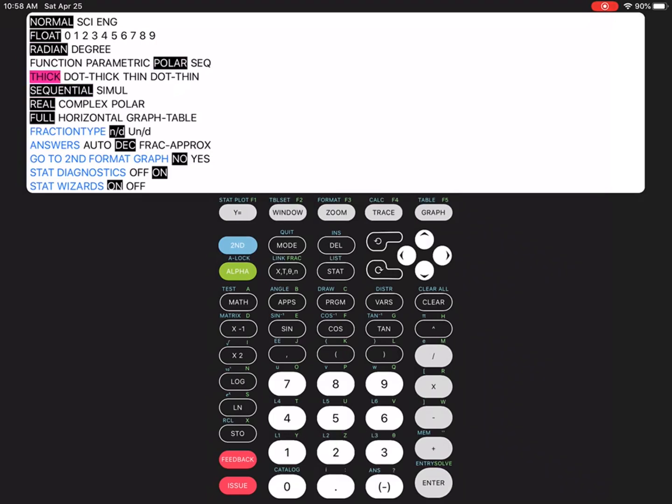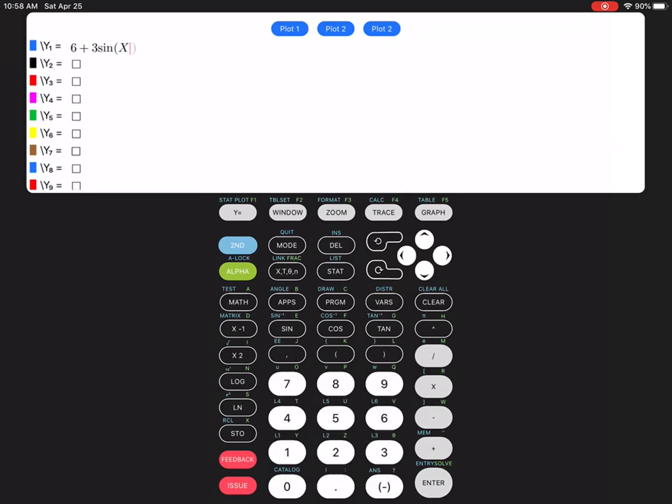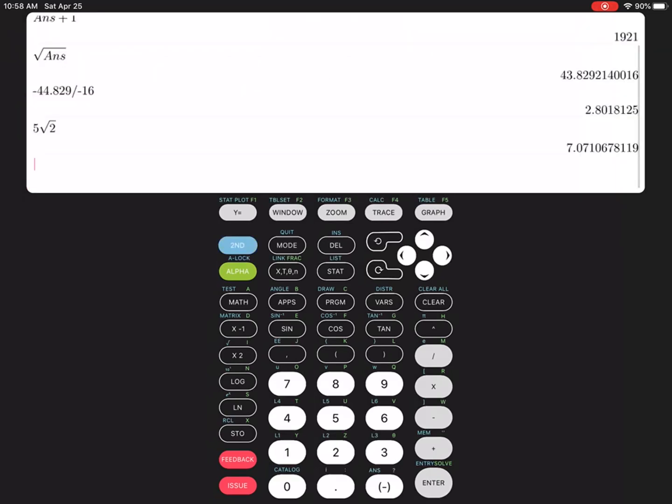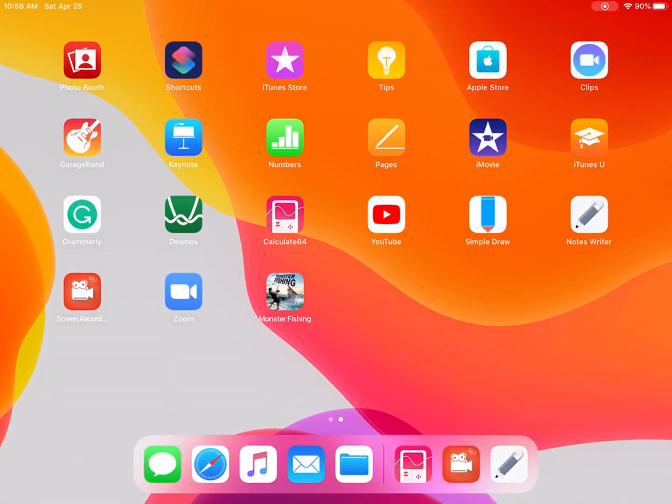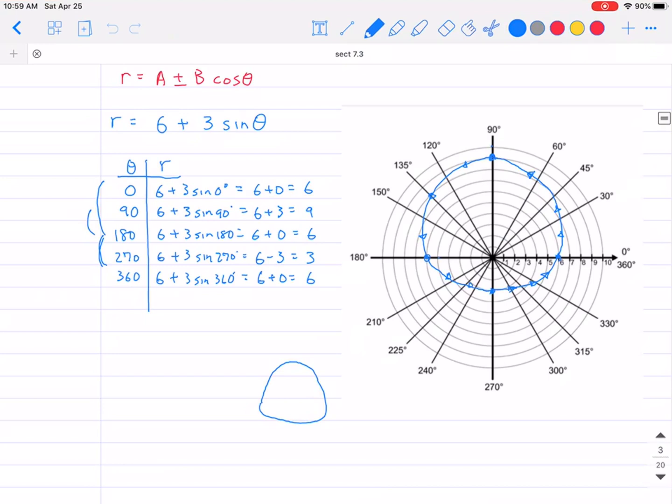So let's see the graph. Oh, that's not right. Let's see. I am supposed to graph in polar, but why is it showing parametric? Let's see. x is equal to, let me go ahead and trace this guy right here. Something is strange. Well, I'll get back to it sometime when I figure it out.